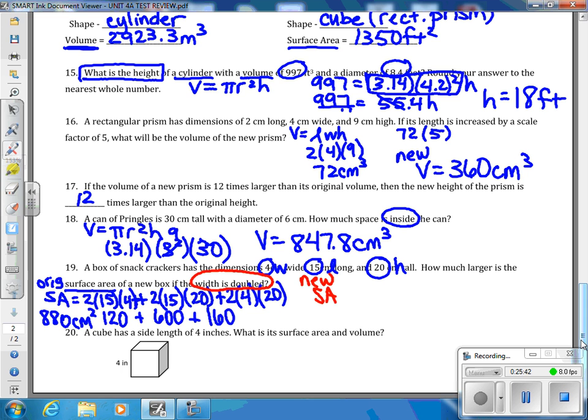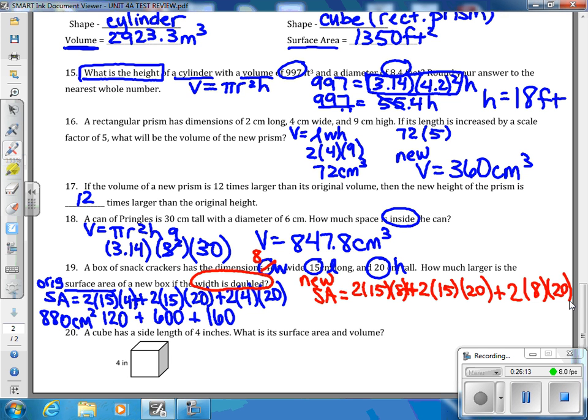So you want to take your width number, which is this 4, and you want to double it, which means multiply it by 2. So 4 times 2 is 8. So you're going to use the exact same formula, but everywhere you had a 4, you're now going to change it to an 8. So for the first part of the formula, it's going to be 2 times 15 times 8 plus 2 times 15 times 20. That part did not change because it didn't have the width involved. Plus 2 times 8 times 20. That part did. So anywhere you had a 4, you're going to turn it to an 8, and you're going to do the same thing.